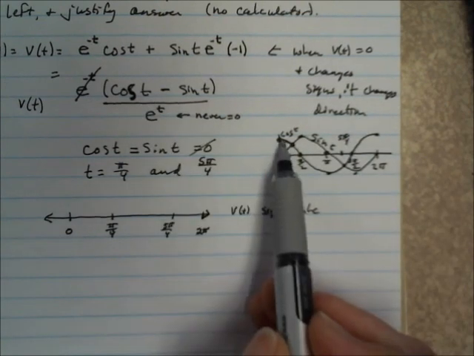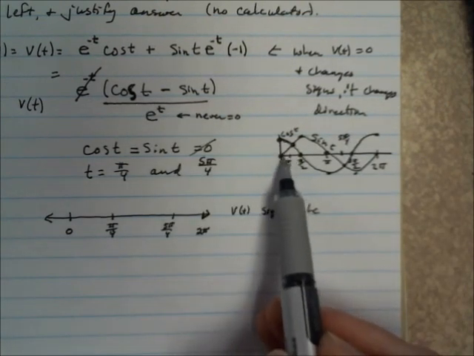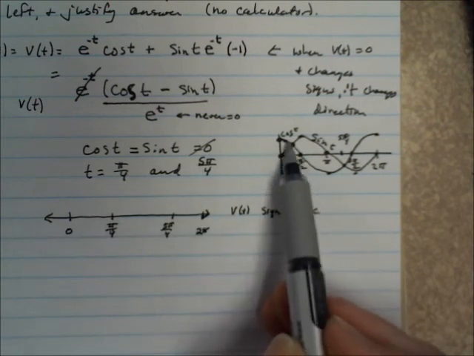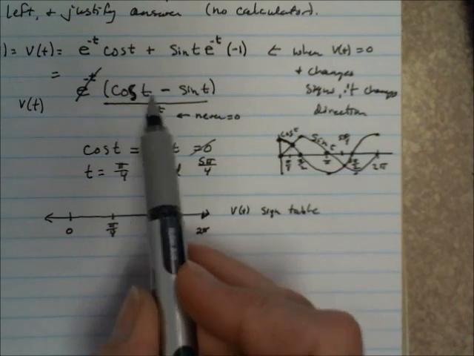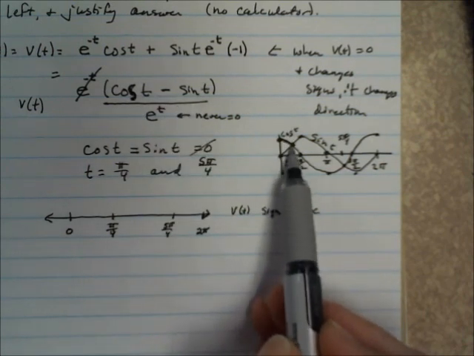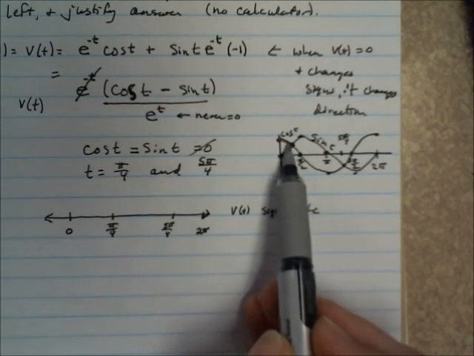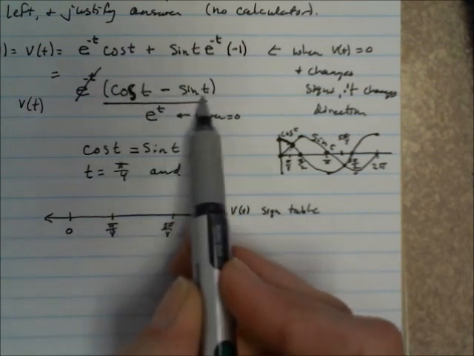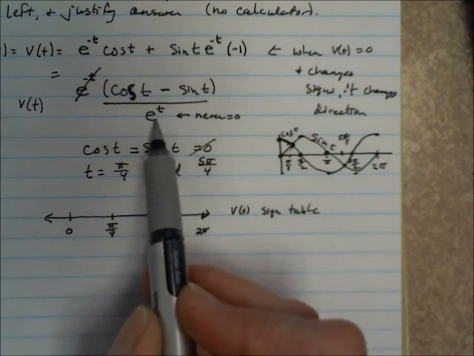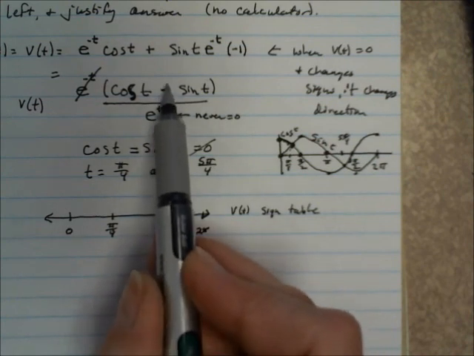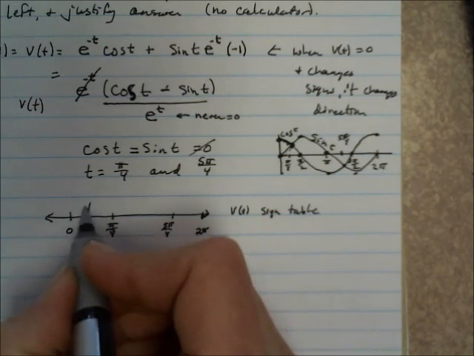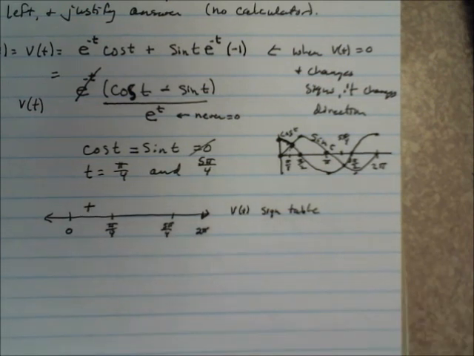When the cosine graph is above the sine graph, which happens between 0 and pi over 4, if you subtract cosine minus sine, you're going to get a positive value. So this velocity function has a positive numerator. The denominator is always going to be positive, so we have a positive over a positive, which leads to a positive velocity function.